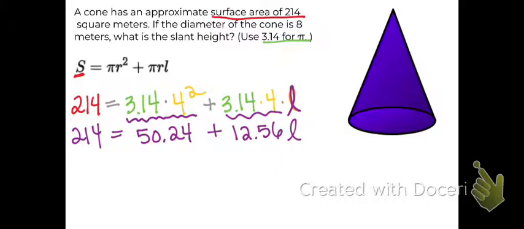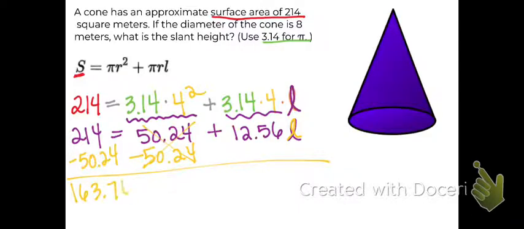Now that we simplified, we can try to isolate the variable. I always move what's added or subtracted to the variable before I undo the multiplying. So let's move that 50.24 to the other side by subtracting 50.24, because when you take something and subtract itself, it's 0. It cancels out. So 214 minus 50.24 is 163.76, equals 12.56 L.